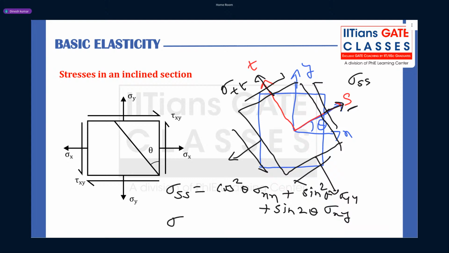In the same way, what is your sigma tt? Sigma tt is nothing but sin square theta sigma xx plus cos square theta sigma yy, and then the last term has a minus sign: minus sin 2 theta times tau xy. Clear, everyone? What do sigma SS and sigma TT mean?